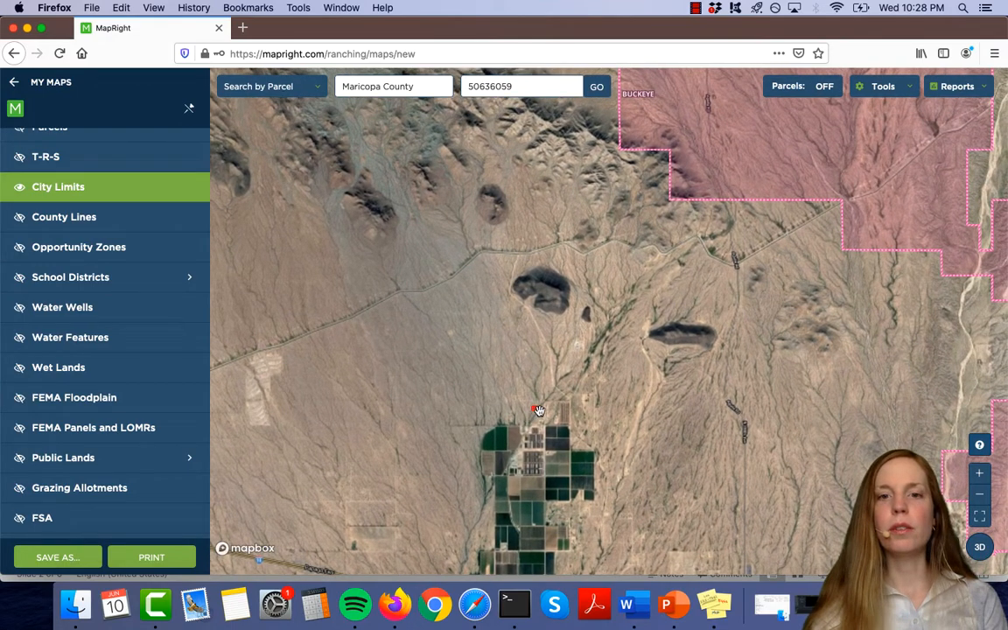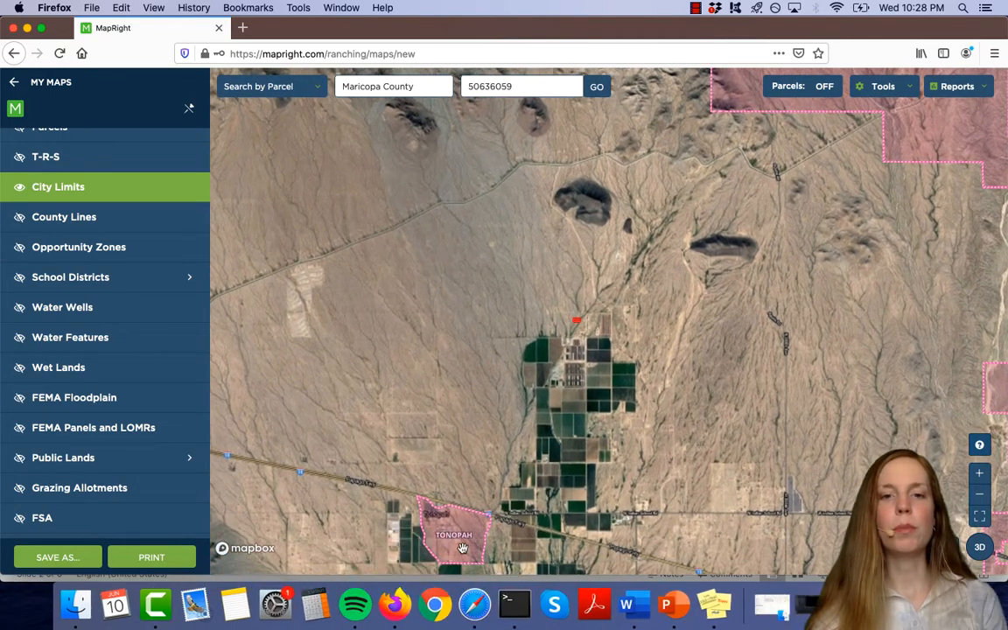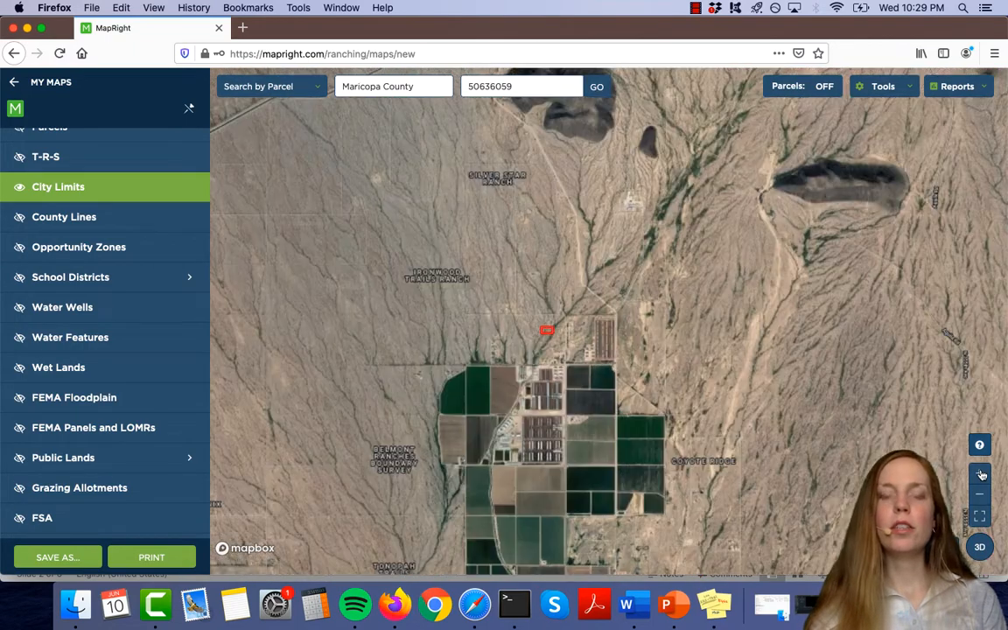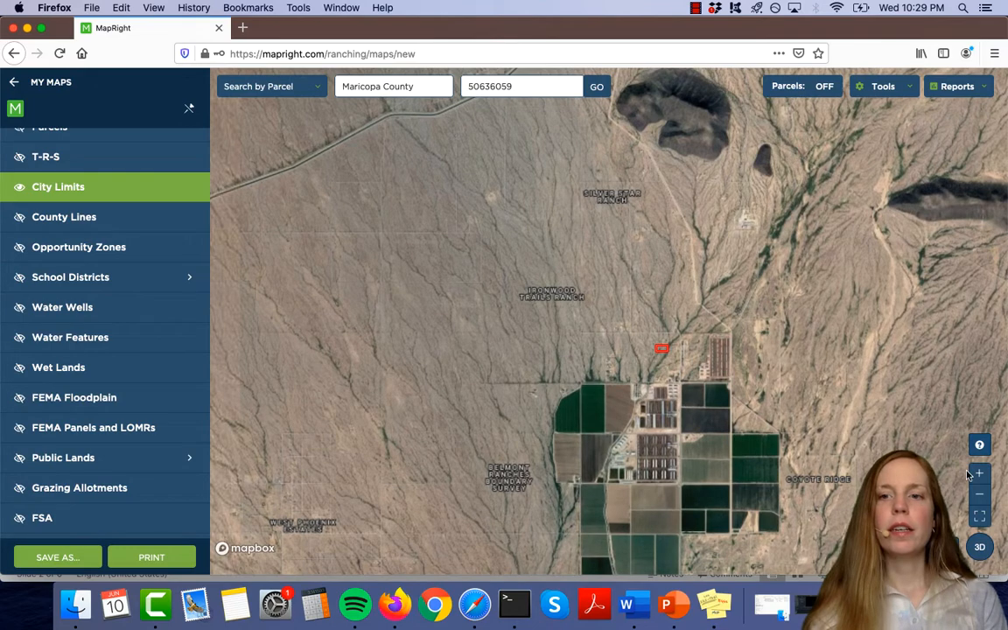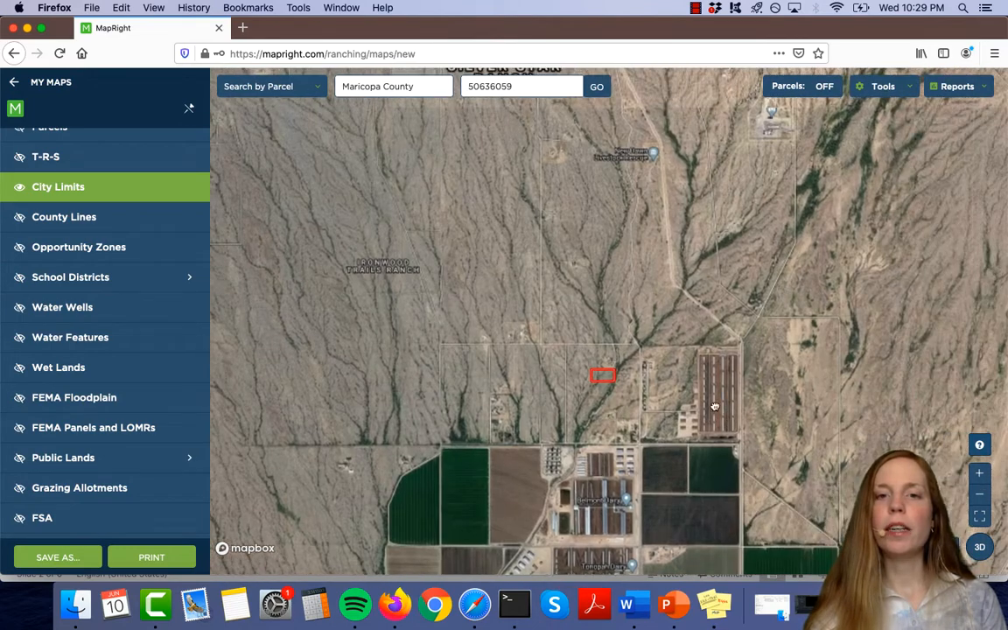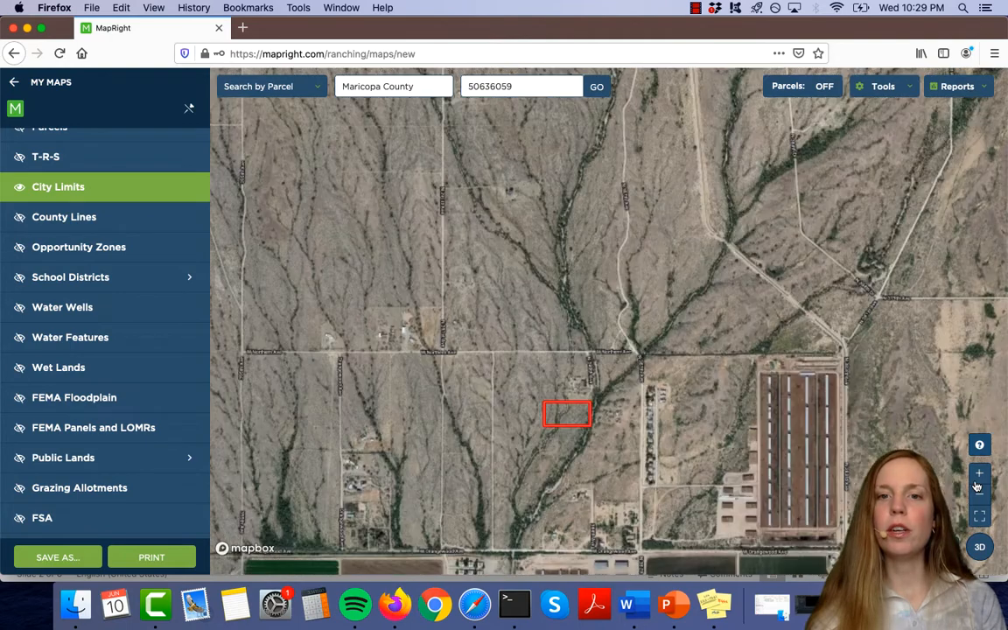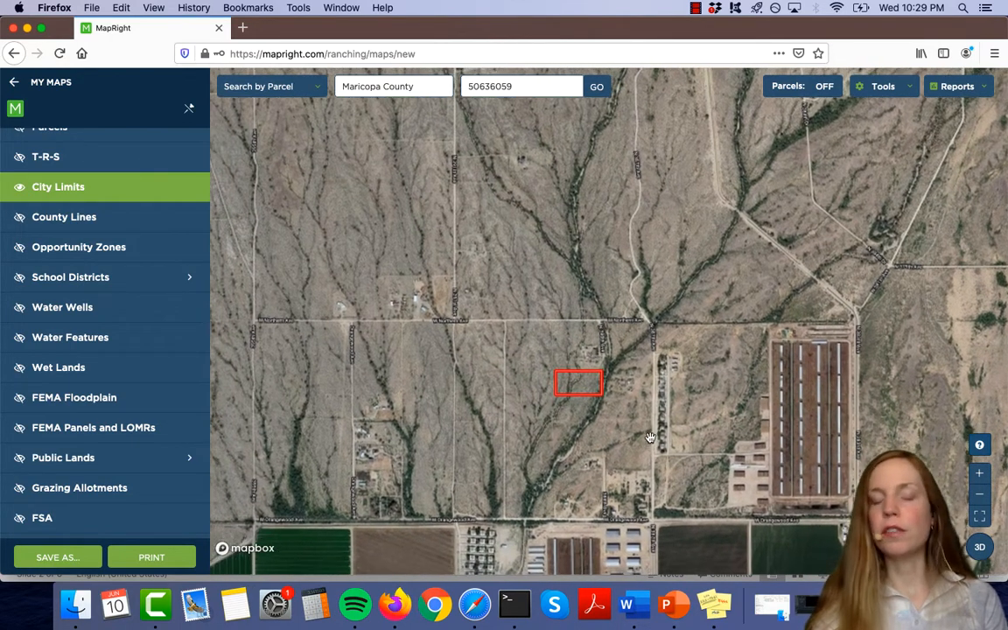Now we're pretty rural here. The closest city is not too close, but up here you can see Buckeye, and it tells you where the outer limits of the city are. And we have a small city down here, Tonopah. That's another useful feature. It's good to show buyers this. Usually people want to know how close the nearest small town is for groceries, things like that. And this makes it very clear.